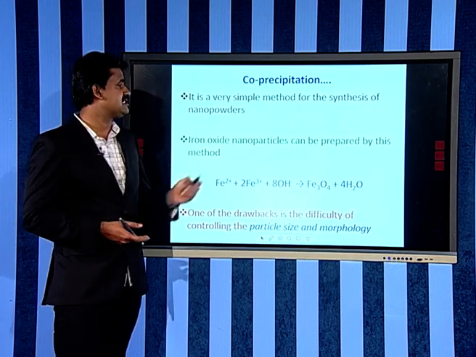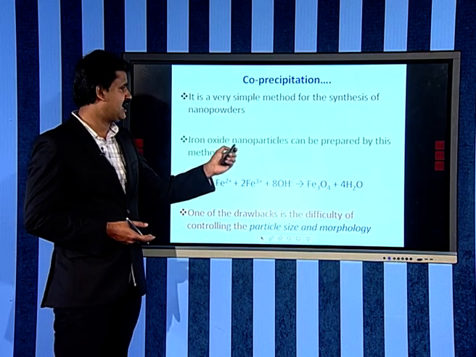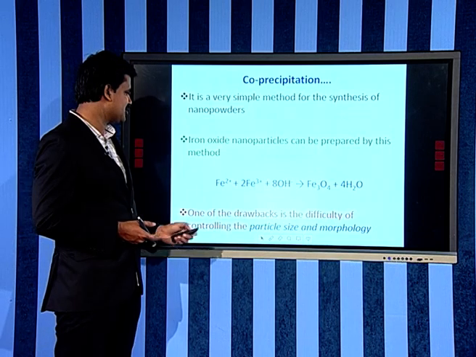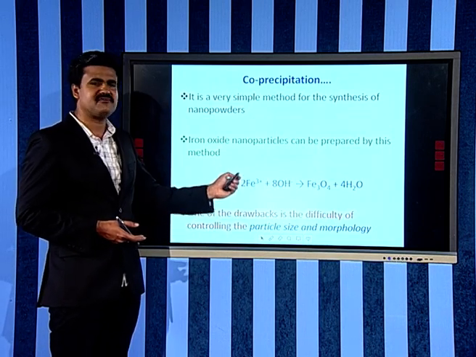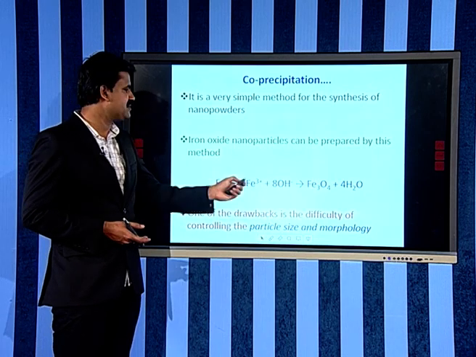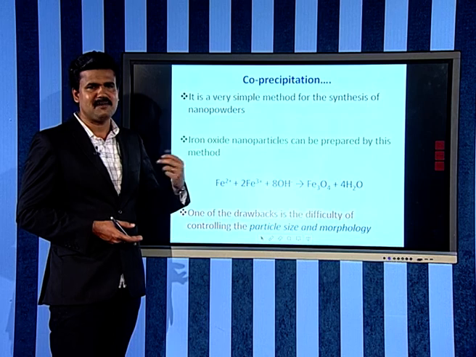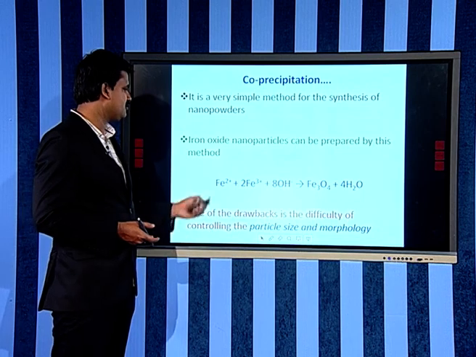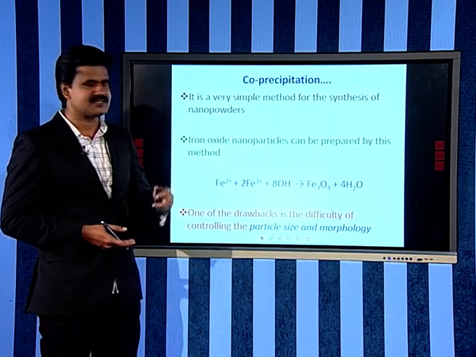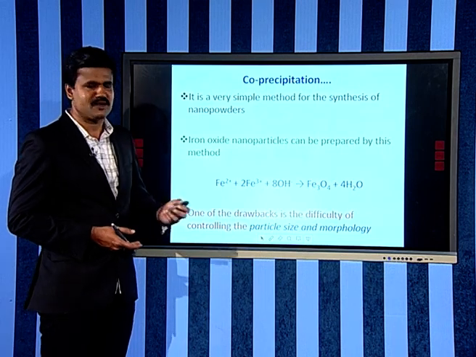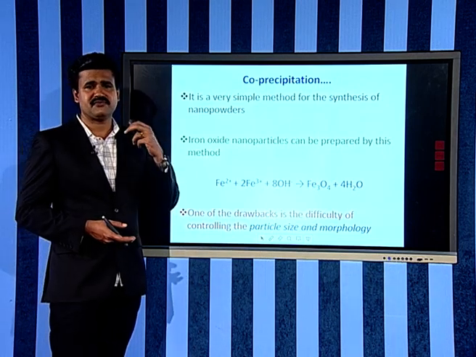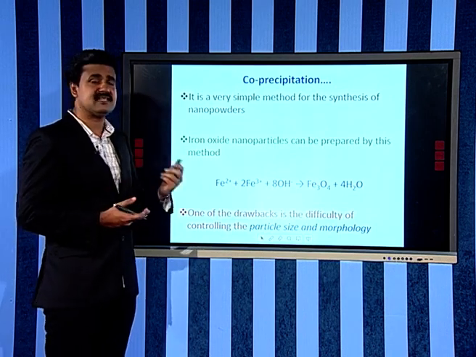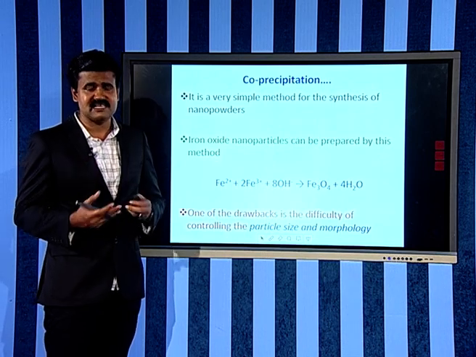Iron oxide nanoparticles, for example, can be prepared by the co-precipitation of Fe2+ ferrous ion and Fe3+ ferric ion in a basic medium. This basic medium is provided generally by ammonia solution, and this reaction illustrates co-precipitation of Fe2+ and Fe3+ ions to get iron oxide, that is Fe3O4 nanoparticles. One of the drawbacks of this method is the difficulty in controlling the particle size and morphology. That is, we will get particles of different size and different shape.